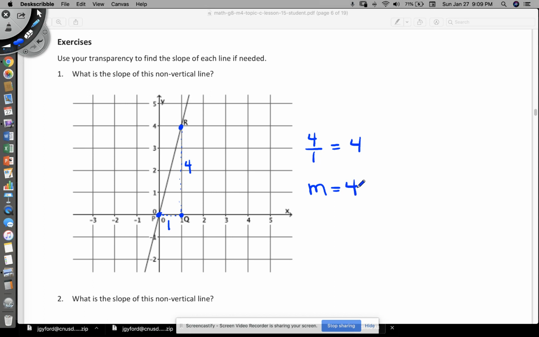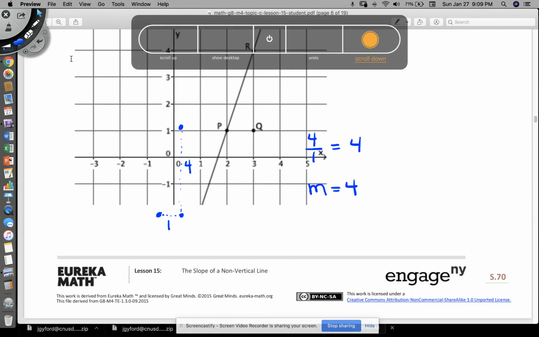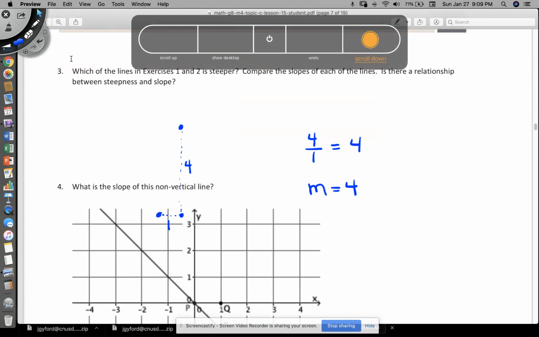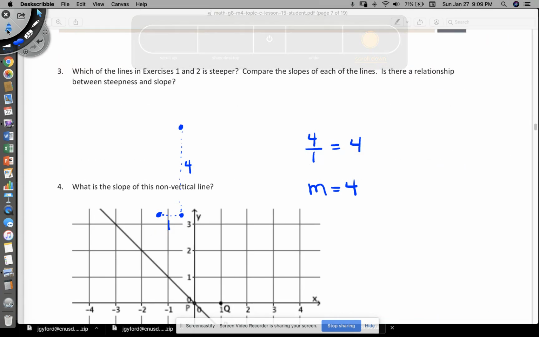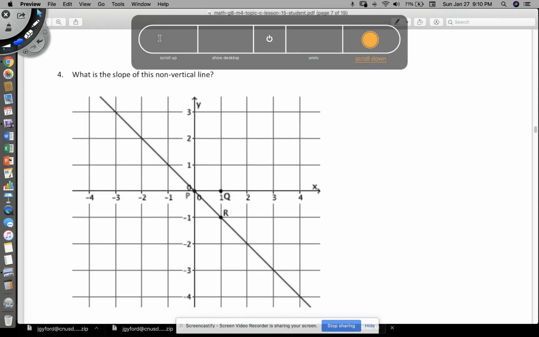All right, you're going to do number 2 right below here. And I'm going to keep going here to number 3. Number 3 wants to know which one was steeper from exercises 1. So you're going to look at the 2 pairs and see which one was steeper. All right. And then you're going to continue on, as you can see here, finding your slopes.